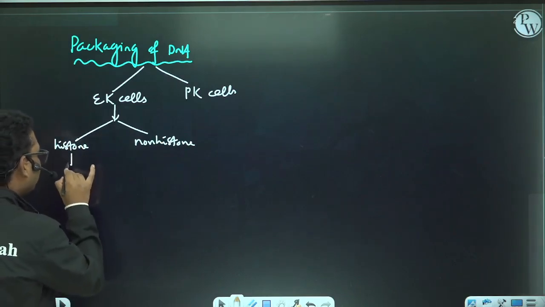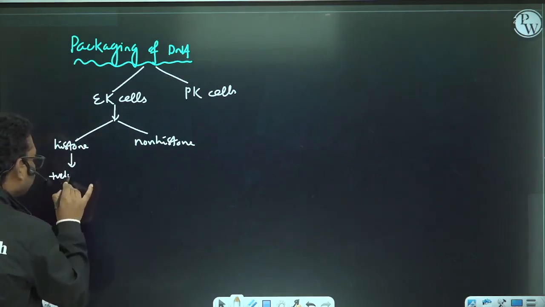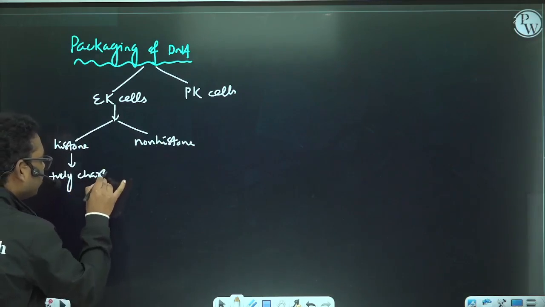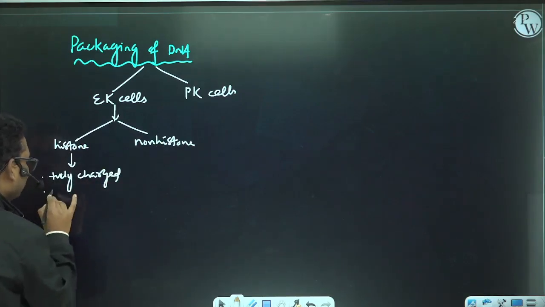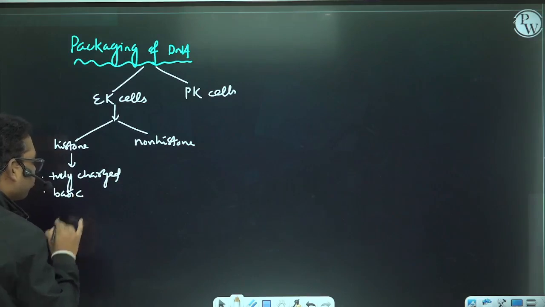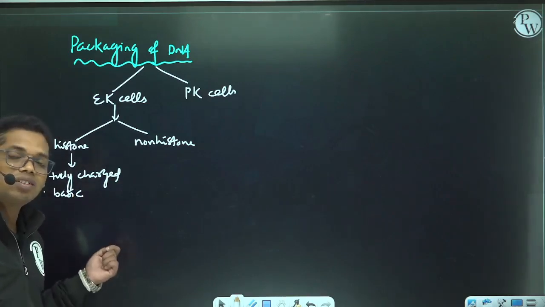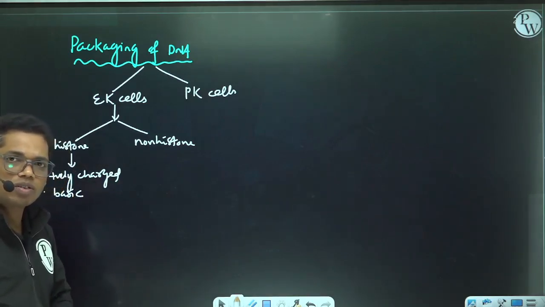The histone proteins are positively charged, and because they are positively charged, the histone proteins are basic in nature. So they are basic proteins, because they are rich with basic amino acids.